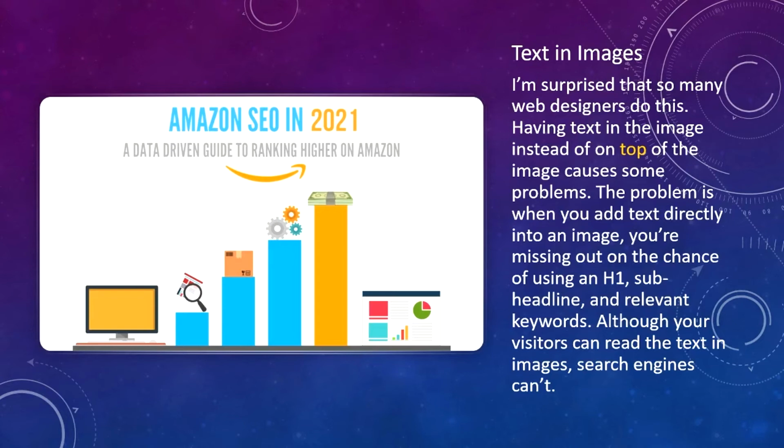Text and images. I'm surprised that so many web designers do this. Having text in the image instead of on top of the image causes some problems. The problem is when you add text directly into an image, you're missing out on the chance of using H1 headings, subheads, headlines, and relevant keywords. Although your visitors can read the text in the images, search engines cannot.